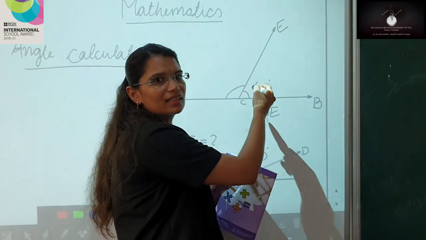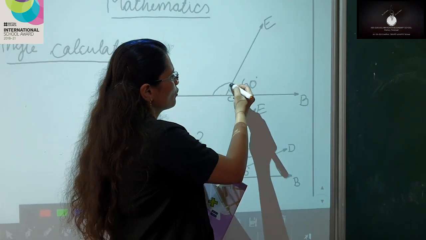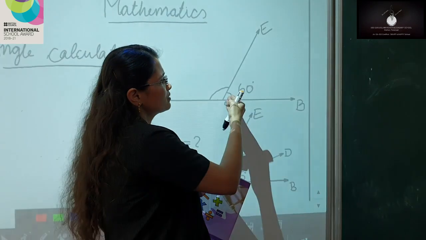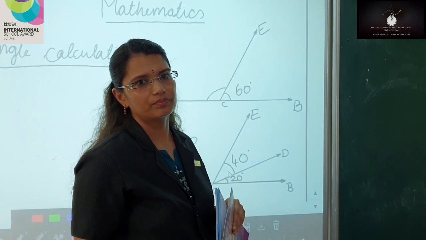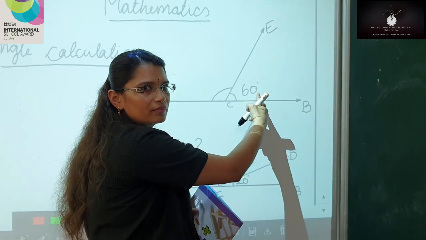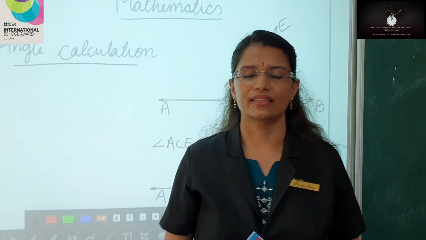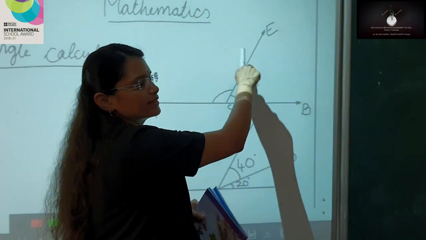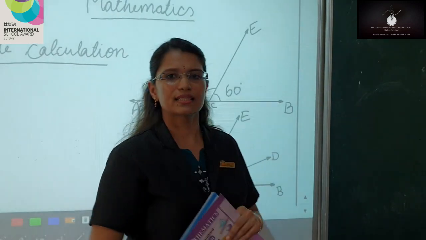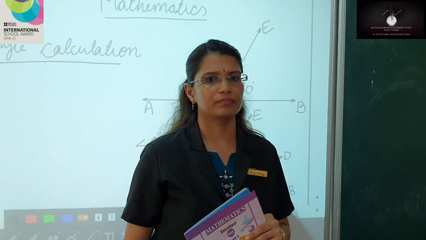If a line is drawn from another line, the sum of the angles on either side is 180 degree. Here this angle is 60 degree, so the total should be 180 degree. So what will be this angle ACE? 180 degree minus this 60 degree. So 180 minus 60 is equal to 120 degree.